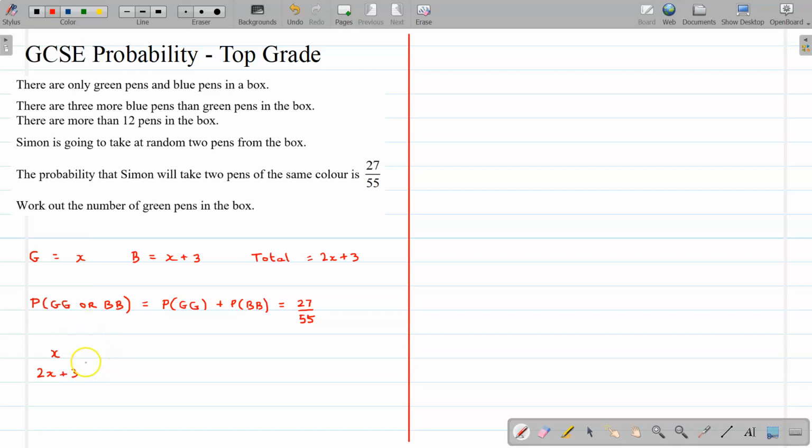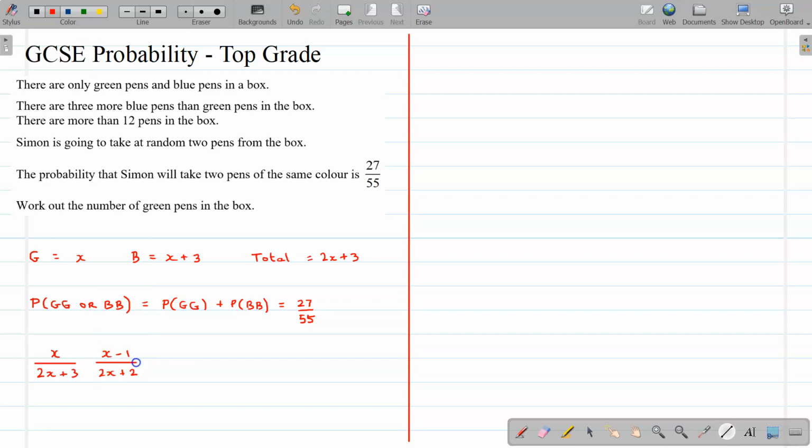Now, if you go to take a second pen from the box, there's now 1 pen less in the box, and there's also 1 pen less that's green. So the number of green pens is now x minus 1, and the number of pens in the box is 1 less than it was, so it's 2x plus 2 instead of 2x plus 3. I'm just going to put the fraction line in and some brackets. Okay, so that makes some sense then.